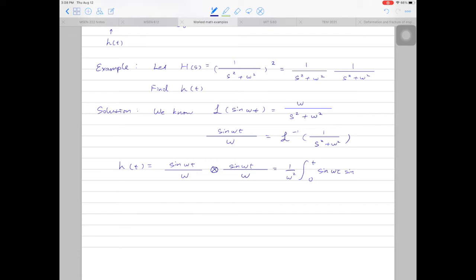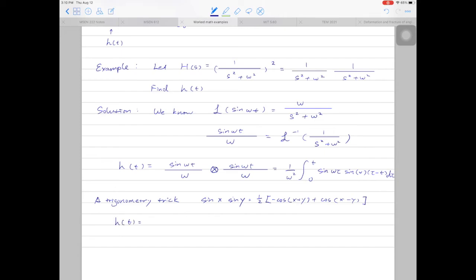What we have here is 1 over omega squared, then integrate from 0 to t, sine omega tau, sine omega (tau minus t) d tau. To proceed further, we need to use a trigonometry trick. From high school, we learned that sine x multiplied by sine y is equal to half of minus cos(x plus y) plus cos(x minus y).